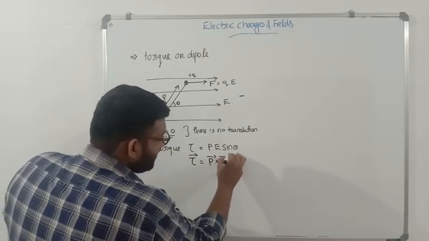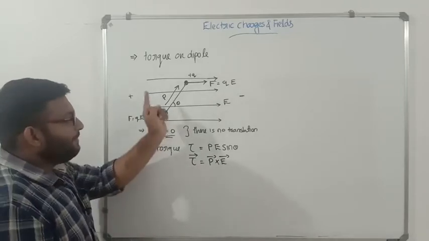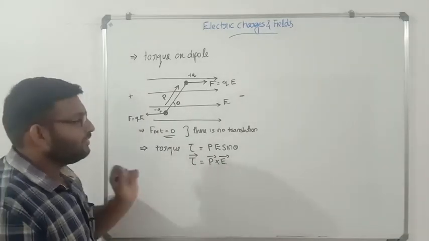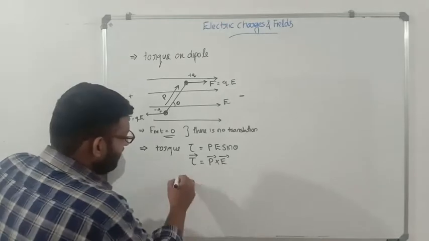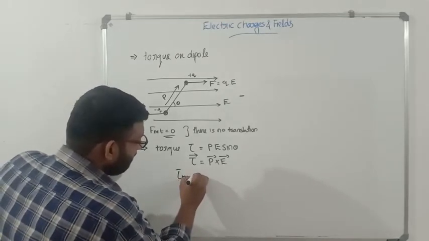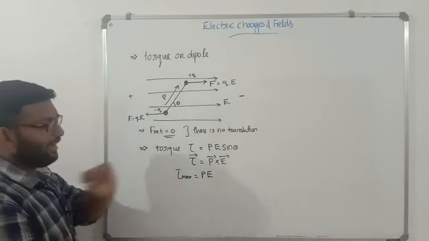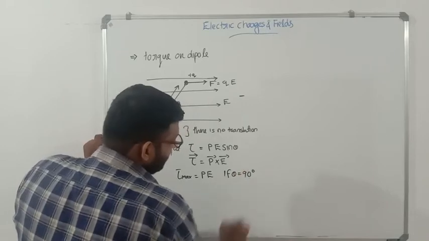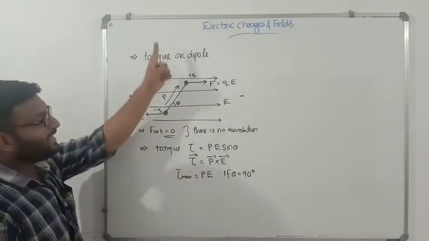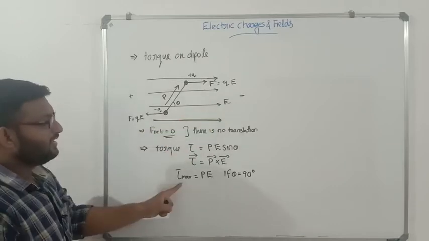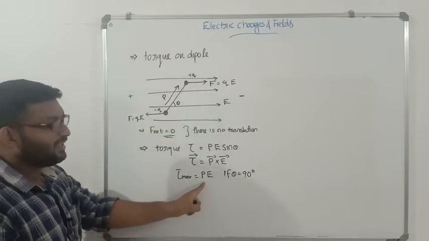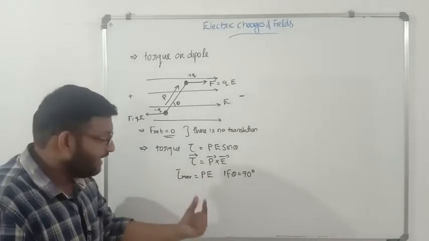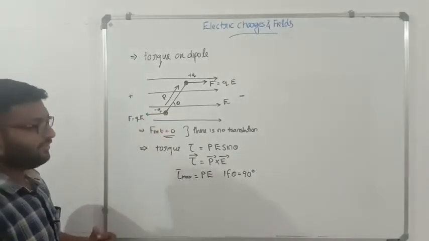What does it say? P cross E, right? The cross product of dipole moment vector with the electric field intensity will give you the net torque acting on it. At the same time, the maximum torque is given by PE only. It is the maximum torque, tau max. It happens if theta is 90 degree. If the dipole is making an angle 90 degree with respect to electric field, then there is a maximum torque. That maximum torque is nothing but the direct product of P and E, where P is the electric dipole moment, E is the intensity of electric field.